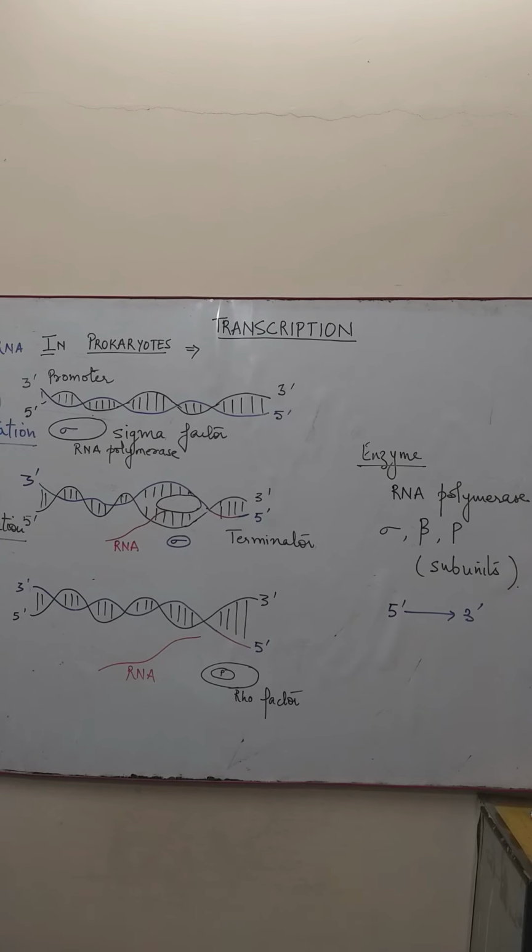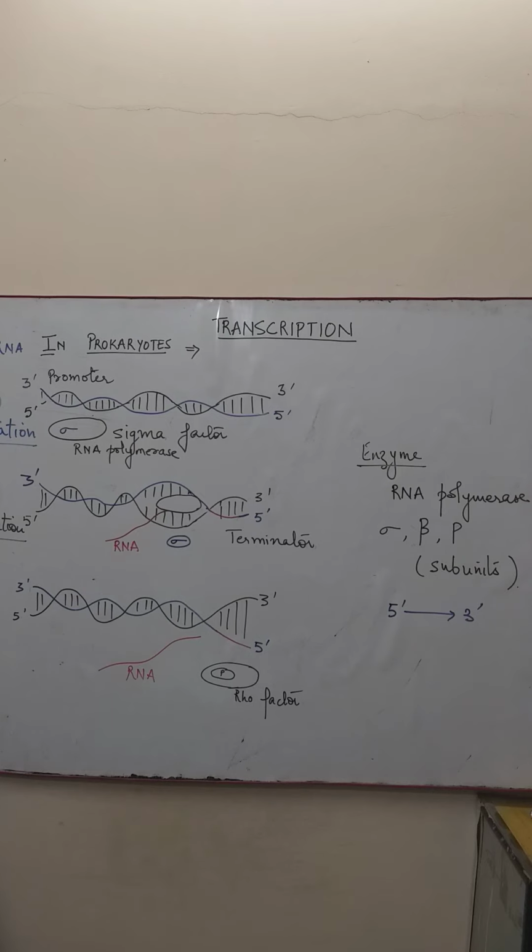What happens is the RNA polymerase enzyme then polymerizes the ribonucleotides in the 5' to 3' direction, because over here the template strand is 3' to 5'. So the complementary strand will be opposite, that is 5' to 3'. And over here the last stage is the termination.